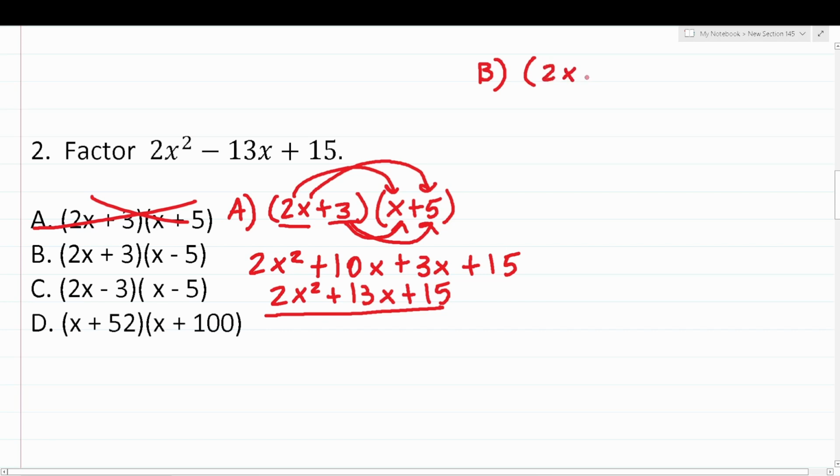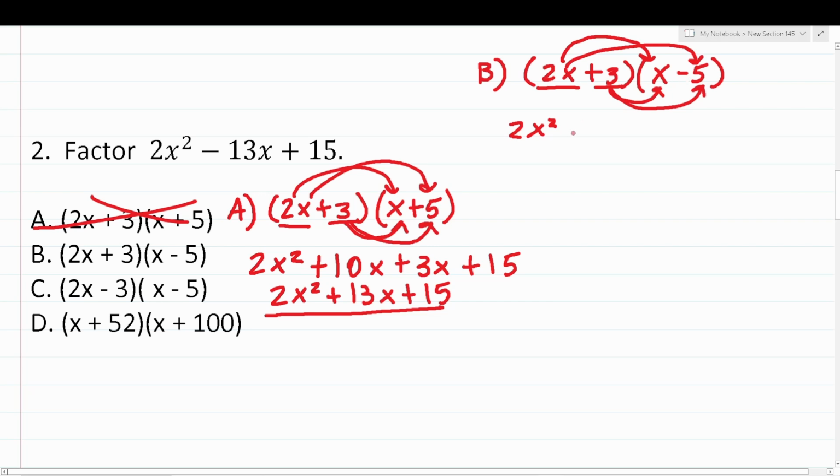We have 2x plus 3 times x minus 5. So we're going to multiply these two polynomials together using the distributive property, which means we're going to take this 2x and multiply it here and here. We're going to take this 3 and multiply it there and there. All right, so let's get started. We have 2x times x, which is 2x squared. 2x times negative 5 is negative 10x. 3 times x is 3x. And 3 times negative 5 is negative 15.